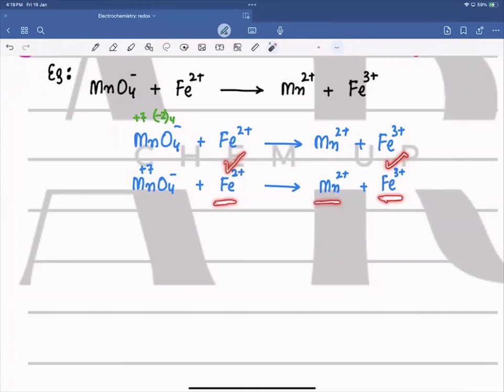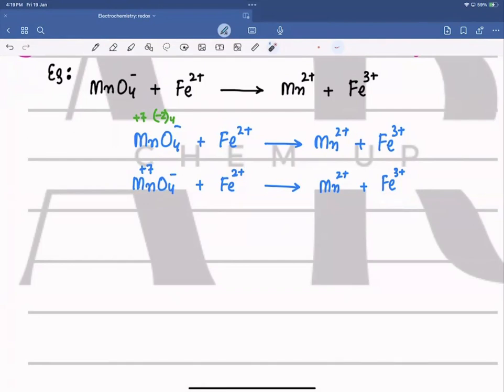How many Mn ions are over here? One. How many Mn are over here? One. So it is also balanced. So it means the third step is that we have to balance those elements whose oxidation number is changing. We have to skip over here because they are already balanced. Hamza, did you understand? Yes, sir.